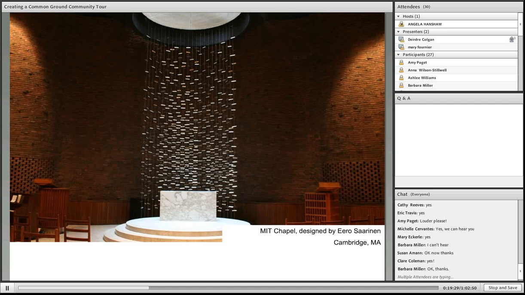Here's another example of a non-denominational religious space. It's the chapel at MIT in Cambridge, Massachusetts, designed by Eero Saarinen, who's more famous for his TWA terminal at JFK Airport than I think a lot of other things. The sculpture you see in the middle connecting the skylight to the altar space is by the furniture designer Harry Bertoia, who often collaborated with Saarinen on projects. And it just shimmers and glimmers there in the light.